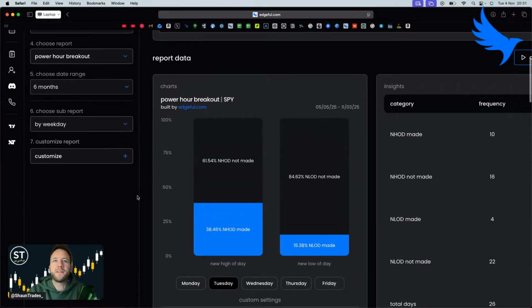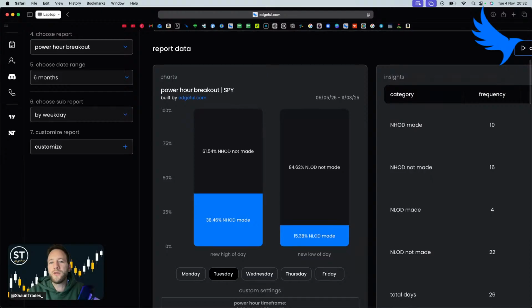And you can see that there is a 15% chance that a new low of day is made. Of course, we're trading around lows of the day. It's been a bit of a red day. So we're going to use this data, or we have used this data rather, to see if there's going to be a new low on the day. Of course, there's 15% chance that that will happen. Let's jump back into the chart.